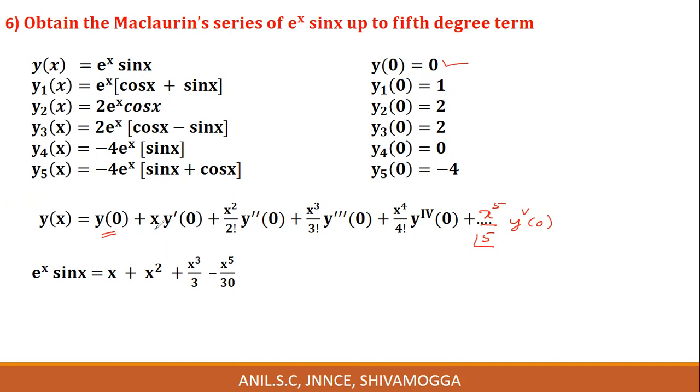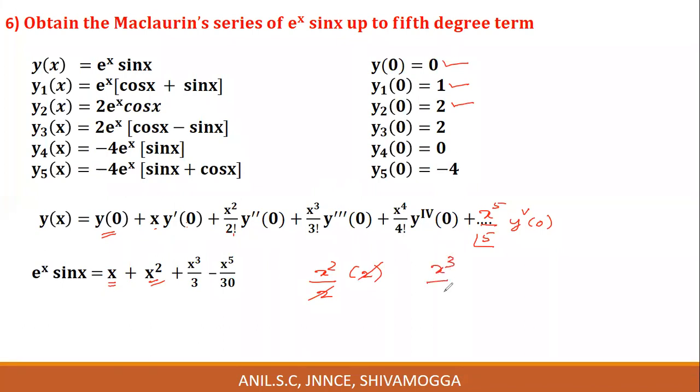Substitute y of 0 is equal to 0. Leave it. Plus x into y dash of 0. Y dash of 0 is 1. 1 into x is x. Plus x squared divided by 2 factorial. 2 factorial is 2 into 1, 2. Into y double dash 0 is 2. Cancel this 2 with this 2. We are left with x squared plus x cube divided by 3 factorial.